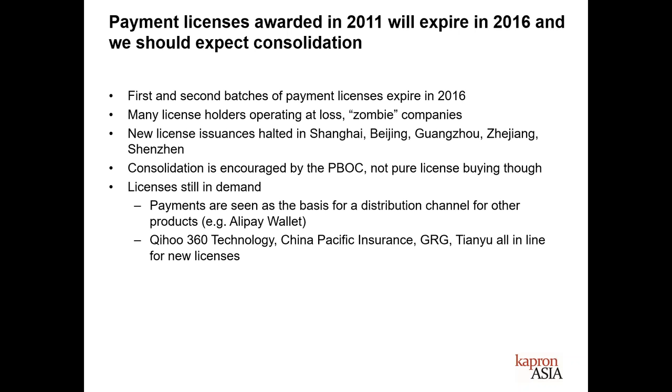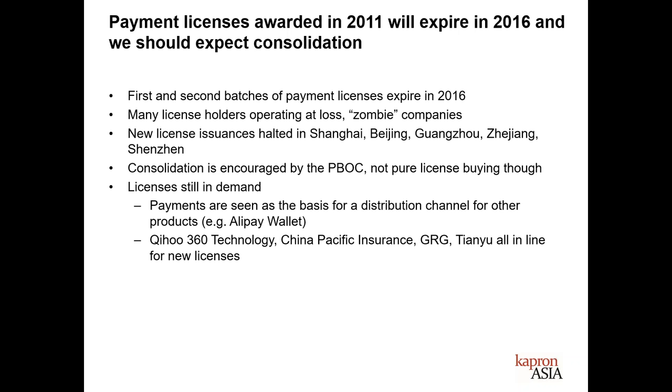And yet we see demand for these licenses. Large companies from all kinds of industries are looking to have a license to be able to process payments. Companies such as Qihu 360, which is a software maker, China Pacific Insurance, which is an insurer, JRG, which is an ATM maker, and Tianyu, which is a bank software maker, are all in line for new licenses. They really need this because having your own wallet creates a new distribution channel. And they also want to be able to process these payments in-house and thus have more control.